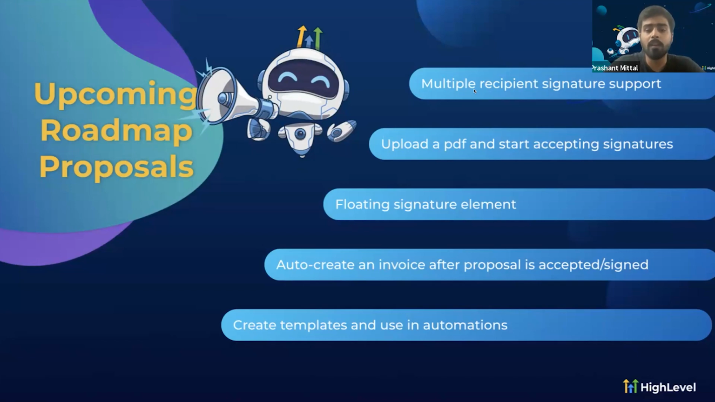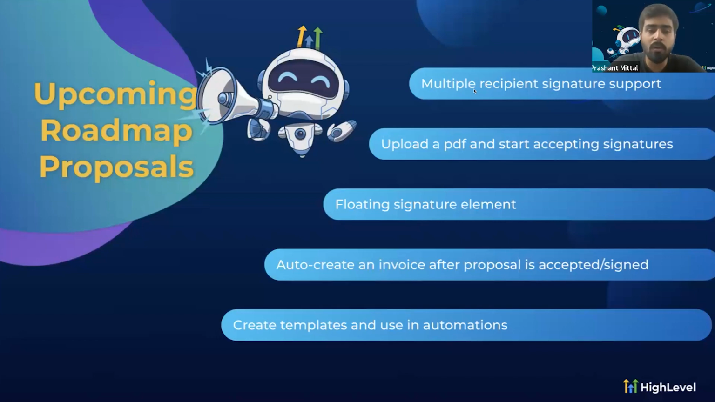Then another thing that we are working on is the signature element. Some of you must have tried out the builder. As of now, it is a rigid element, with some limitations in terms of where the signature element can be placed, or where exactly you can place it. Although you can adjust the margins and paddings, we have those customizations available.